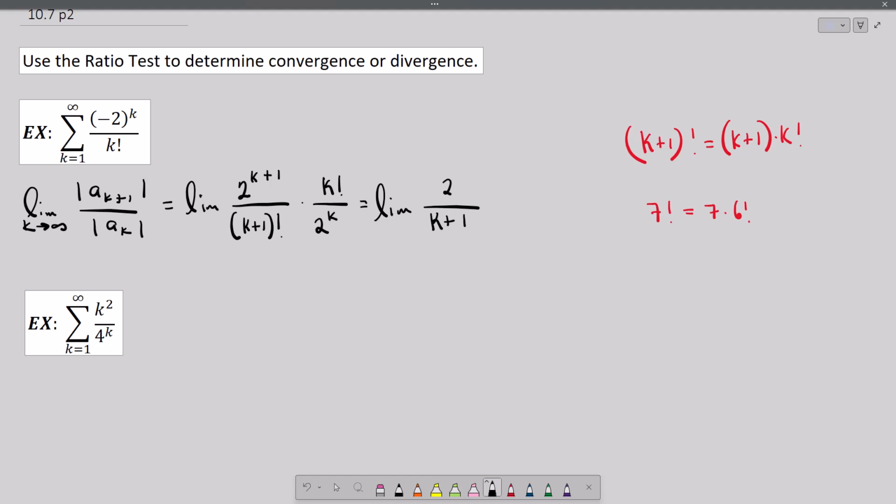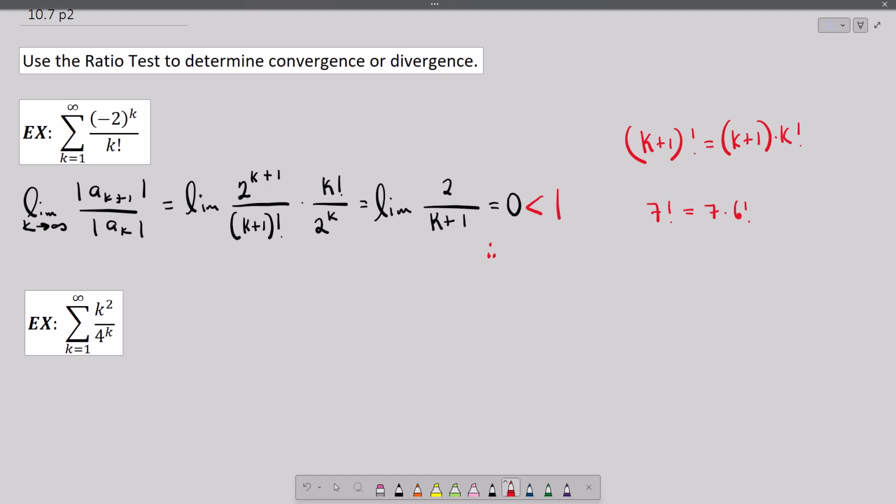And what is this limit? 0. Because the denominator is going to infinity, so the fractions are going to go to 0. And now we go to the geometric series conclusion. We compare to 1. Is this less than 1 or greater than 1? Less than 1. And what's our conclusion? Therefore converge. Geometric series less than 1 converge.